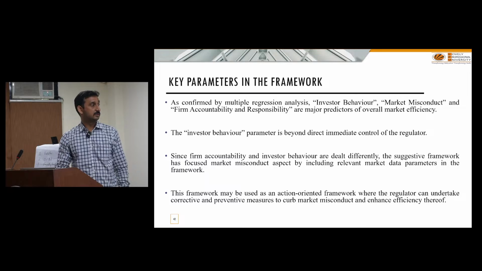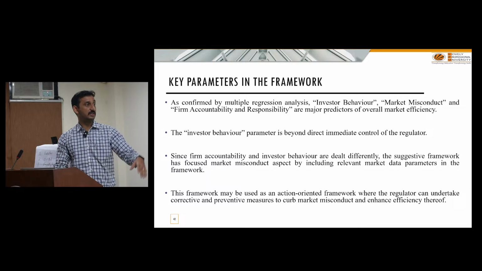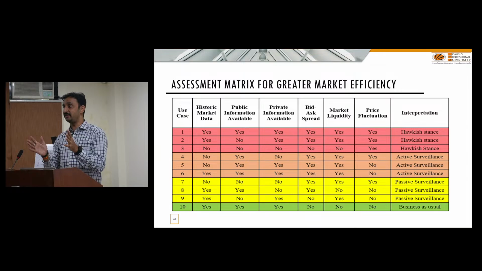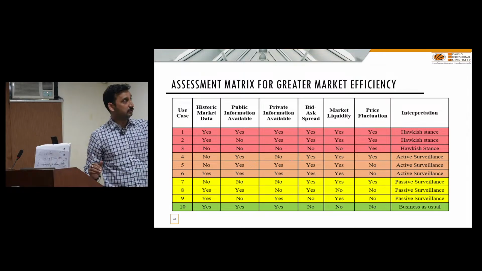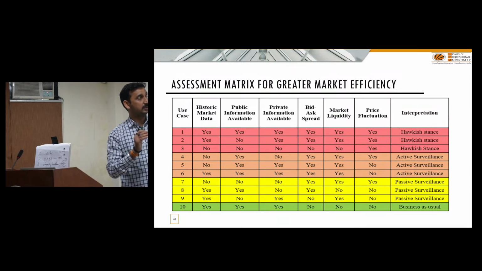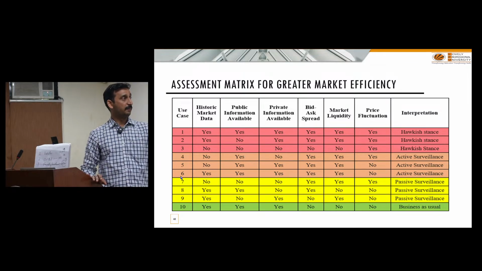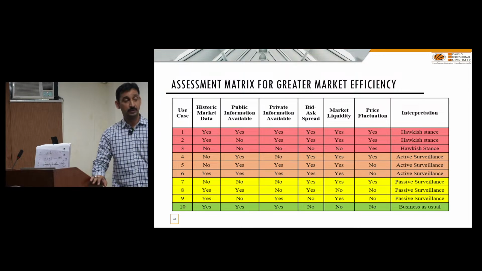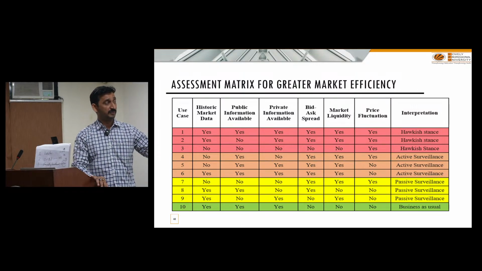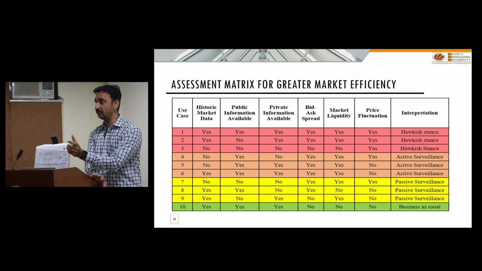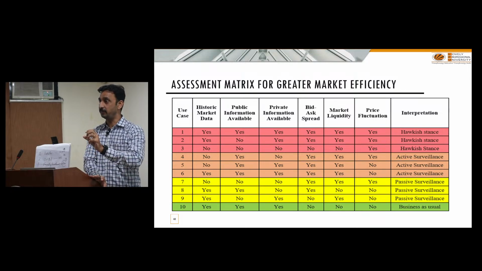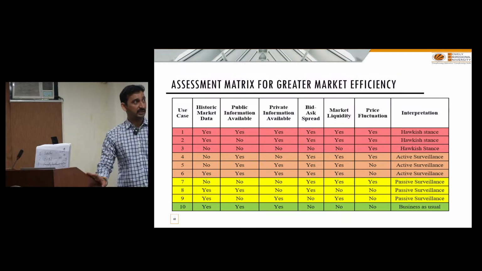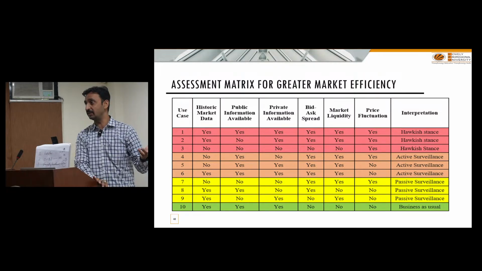So I'm just giving the 10 use cases that I have. This is the matrix that I am proposing to the regulator. Here you can see these are certain use cases, and there are a couple of pieces of information: historical market data, public information, private information, bid-ask spread, market liquidity, and price fluctuation. We all know what is public. Bid-ask spread is about market liquidity: if the stock is illiquid, the spread is high; if the stock is liquid, then the spread is low. Market liquidity has a direct correlation, and price fluctuation is whether the price is significantly moving or not.